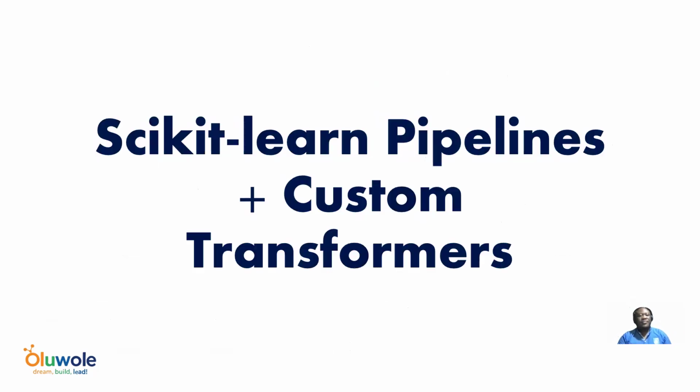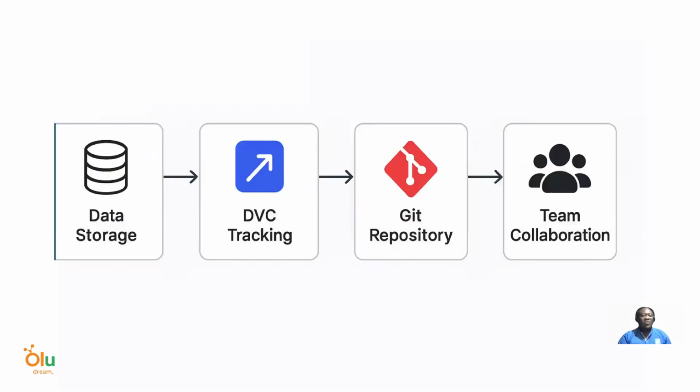Now let's look at our scikit-learn pipeline plus custom transformer. I'm almost getting to the end. These are things we're capitalizing on with our data set. So we have our data storage, and we track with DVC, which tracks your data, while Git tracks your code. You and I are going to be creating a repository and tracking our work, working together. The practical is going to take that form. Any changes I make, you'll see it, and any changes you make, both of us will see it.